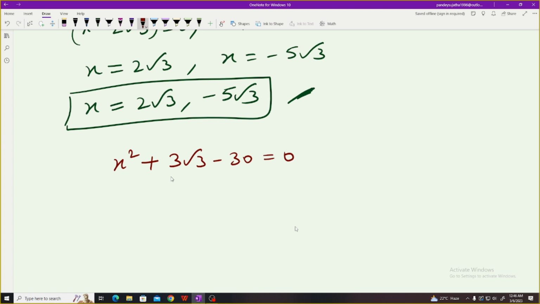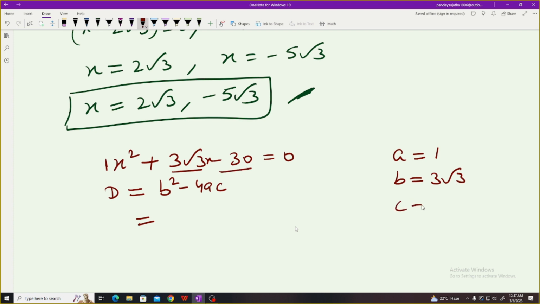Now to use the quadratic formula, you need to find D first. So we know that D is b square minus 4ac. Here a is the coefficient of x square, that is 1, b is the coefficient of x, that is 3 root 3, and c is the constant, that is minus 30. So b square is (3 root 3) whole square minus 4 into a is 1 and c is minus 30.